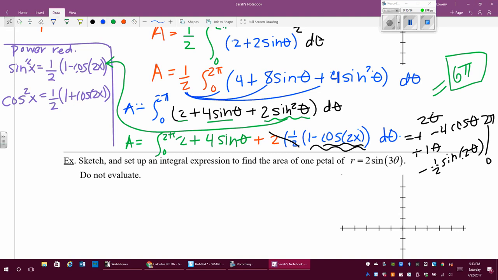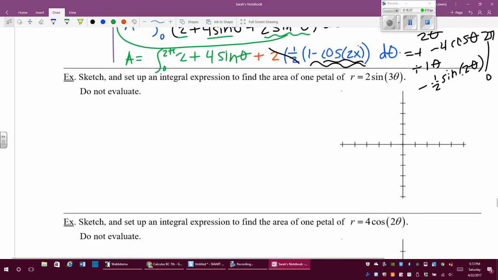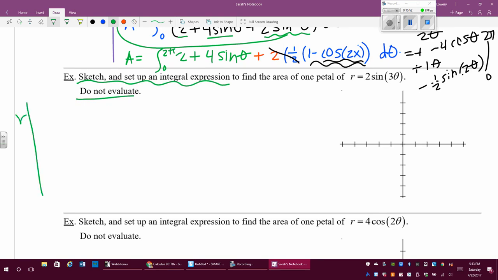I want to walk through another one with you, and this one's kind of nice because it's a rose curve, and you need to be able to do this by just setting it up. All this question asks you to do is to sketch and set it up and do not evaluate, which makes this a really, really nice question. Okay, so remember r and theta. I know this is a rose curve that's going to be symmetric over y. I know that it's going to have 3 petals, and I know that this thing is going to extend out to a radius of 2.